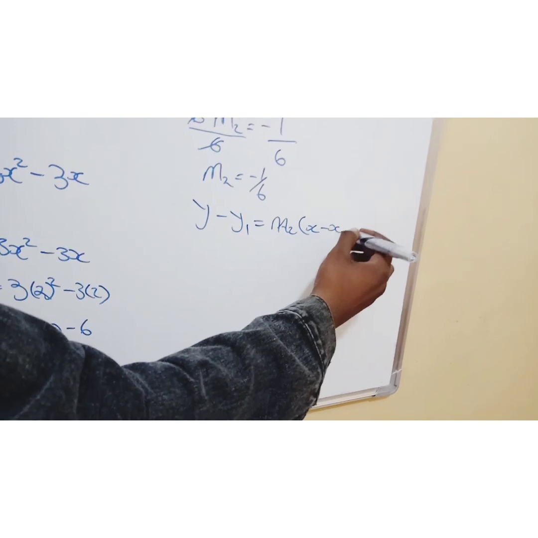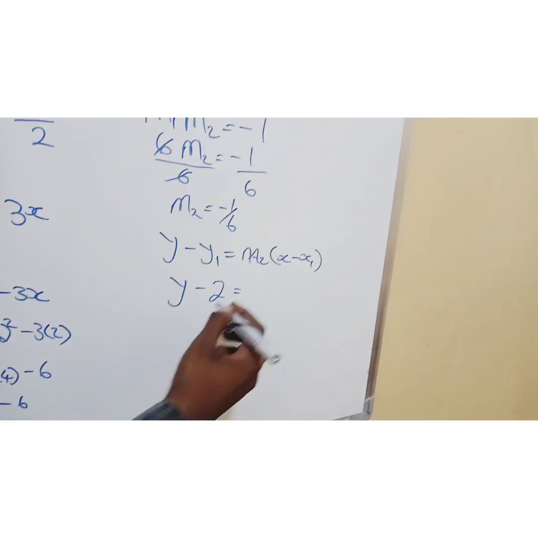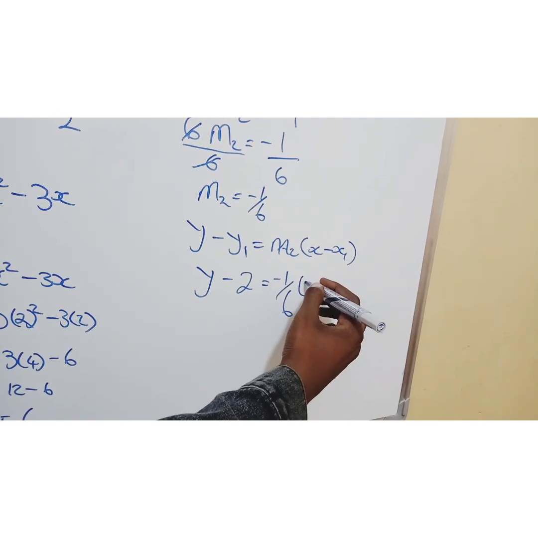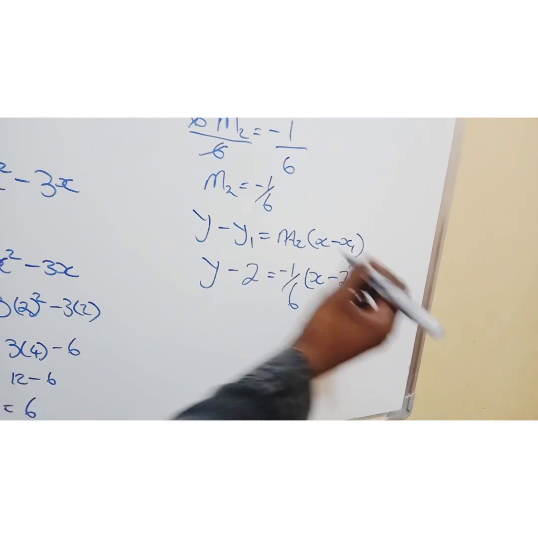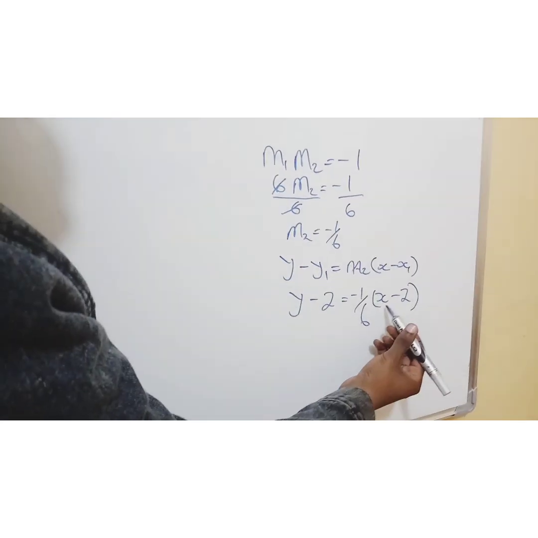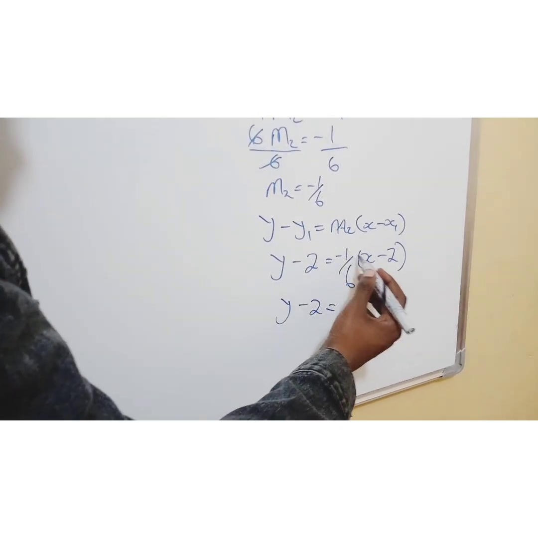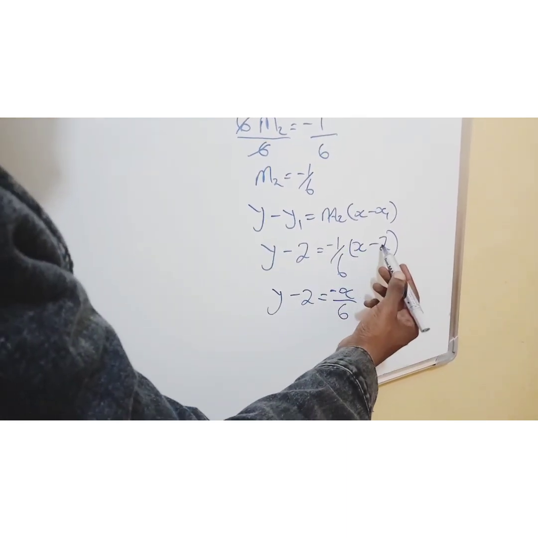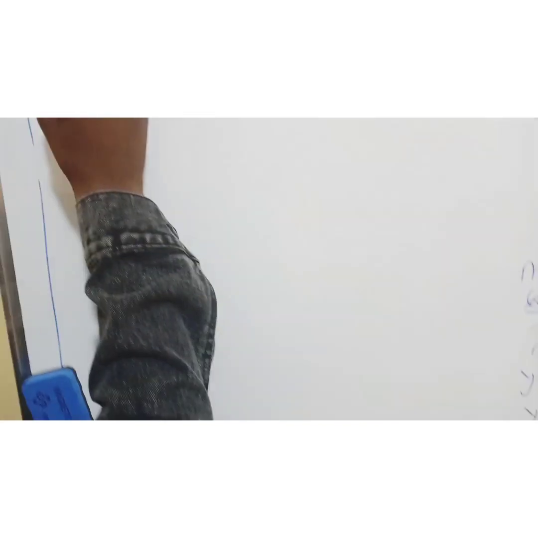y minus y1 is equals to m2 times x minus x1. So y1 is 2, m2 is -1 over 6, then we have x minus x1, where x1 is 2. This is what we have. We have y minus 2 is equals to -1 over 6 times x minus 2. So we have to break this. We have y minus 2 is equals to -1 times x, it's -x over 6, and -1 times -2 is plus 2 over 6. So let's take this here to be easier.